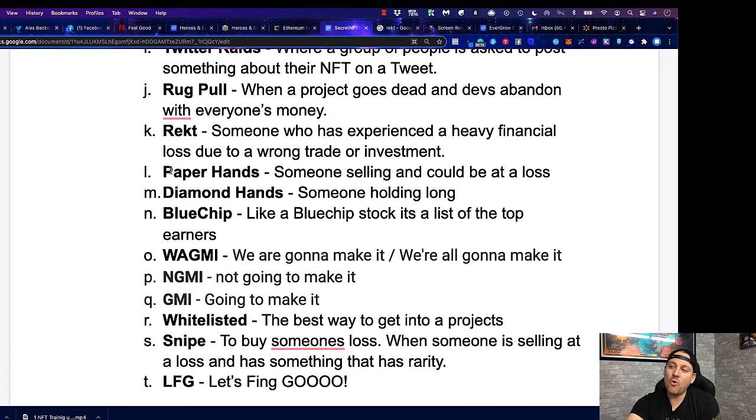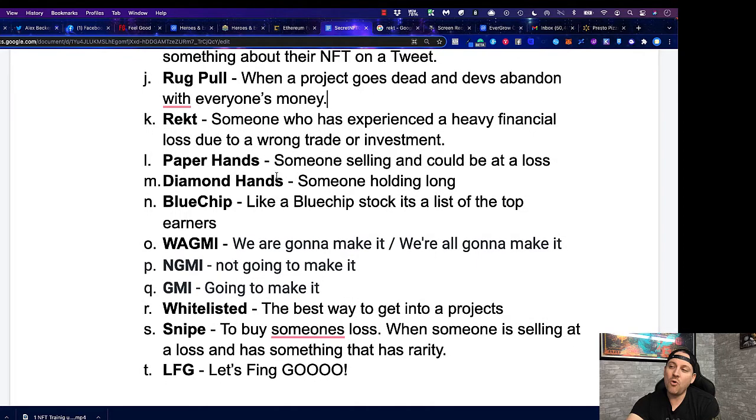All right, so the next thing is called paper hands. And that kind of goes into what getting wrecked would be about. Someone selling, and could be at a loss, right? Launch goes, it's not going as good when it hits the secondary market. They sell it. Now they went paper hand and they're wrecked, okay?